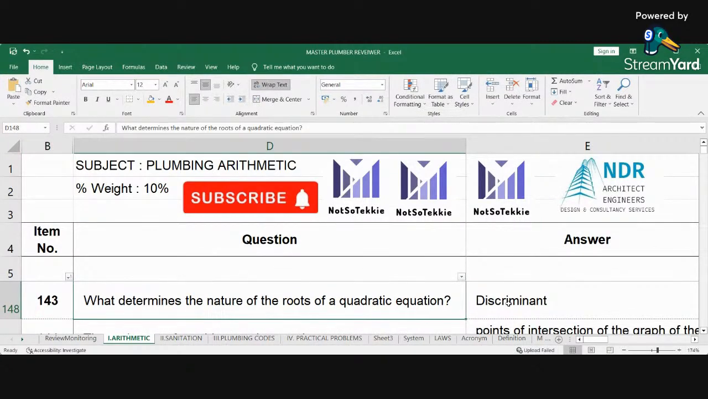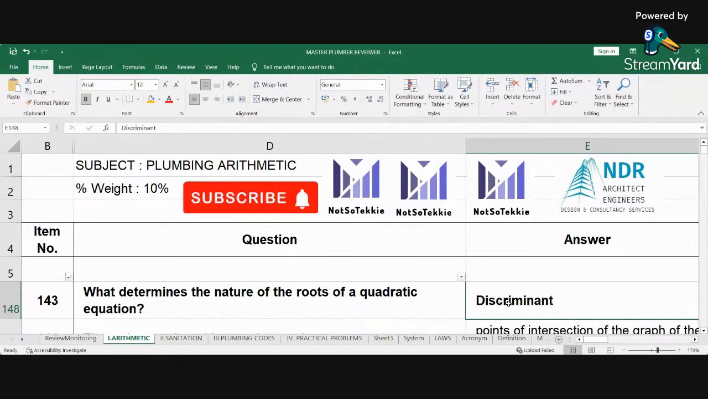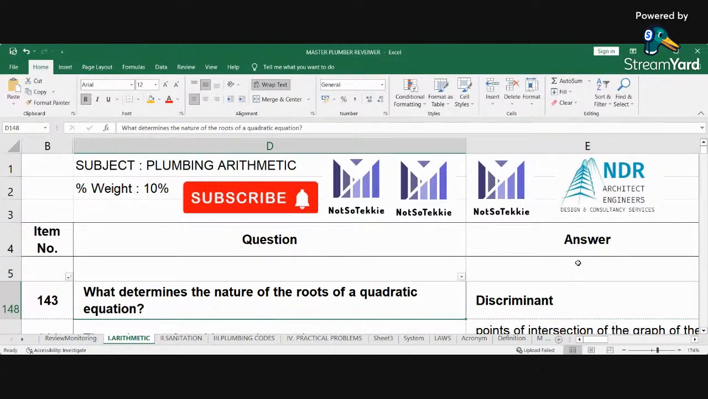143. What determines the nature of the roots of a quadratic equation? The answer is discriminant. What determines the nature of the roots of the quadratic equation? The answer is discriminant.